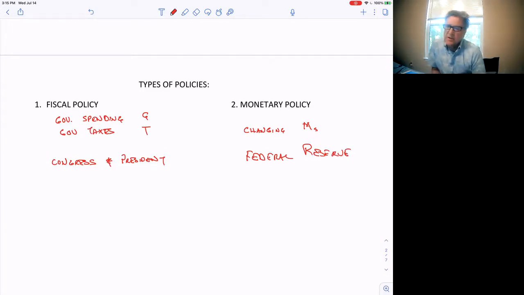Congress and the president do not determine the money supply. And the Federal Reserve does not tax people or spend the money. So these are two completely different organizations of our government to stabilize the economy. Sometimes they work together, sometimes they work against each other.